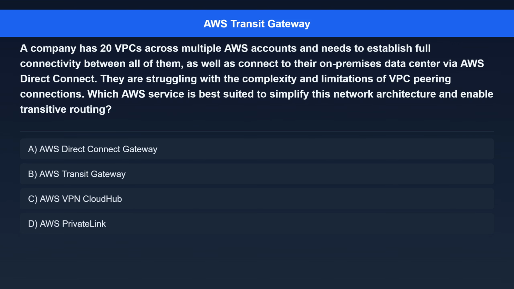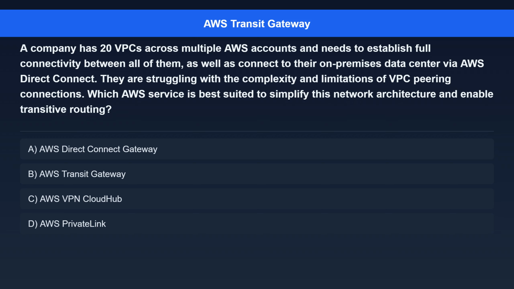Question 1. A company has 20 VPCs across multiple AWS accounts and needs to establish full connectivity between all of them, as well as connect to their on-premises data center via AWS Direct Connect. They are struggling with the complexity and limitations of VPC peering connections. Which AWS service is best suited to simplify this network architecture and enable transitive routing?